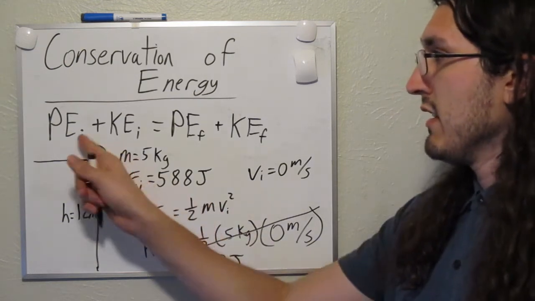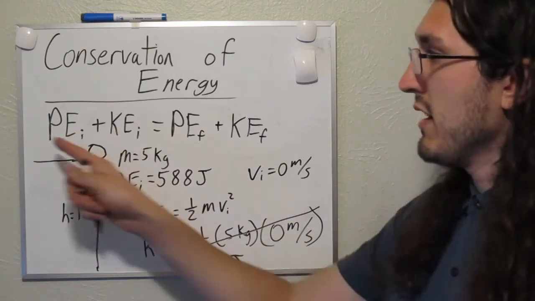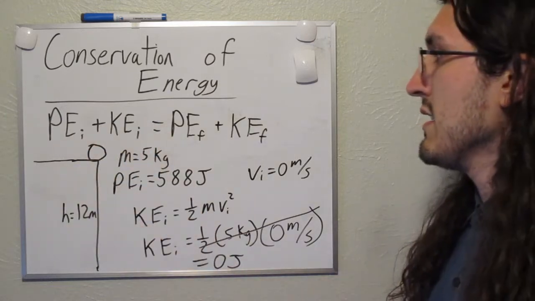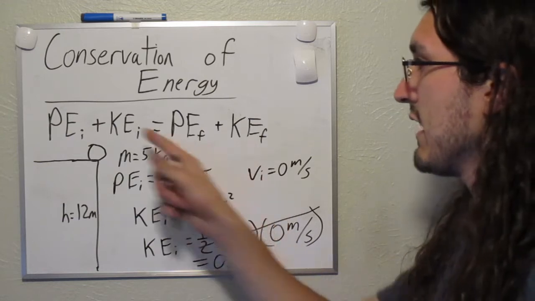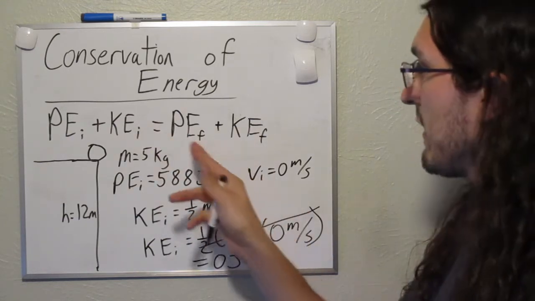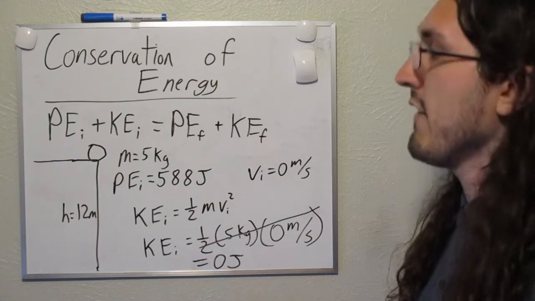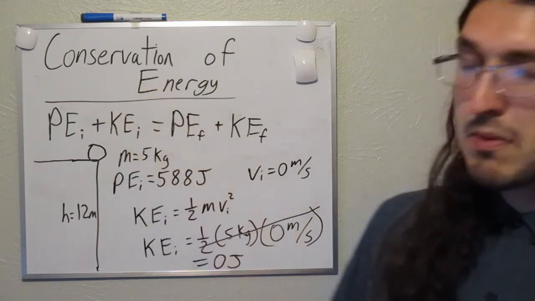If I do that in this equation, I know that my initial total energy is going to be 588. Now I'm going to figure out the final state and see if that is consistent, and see that the final state added up is also 588 to show that the conservation of energy is applied to this example.